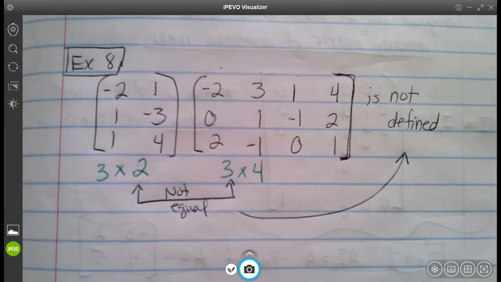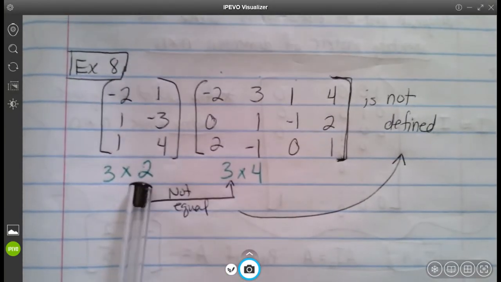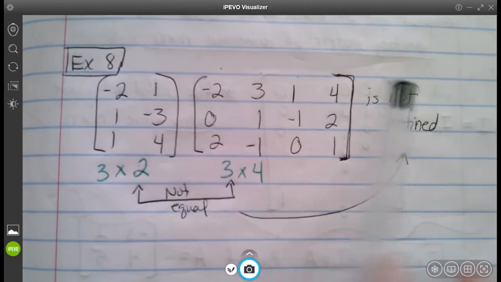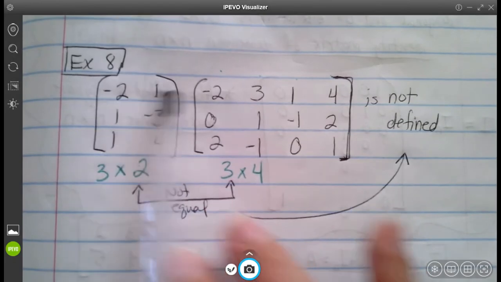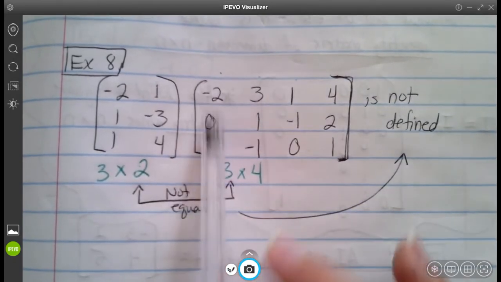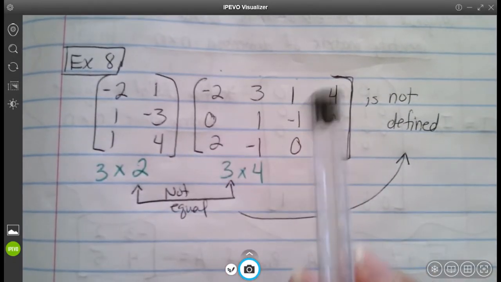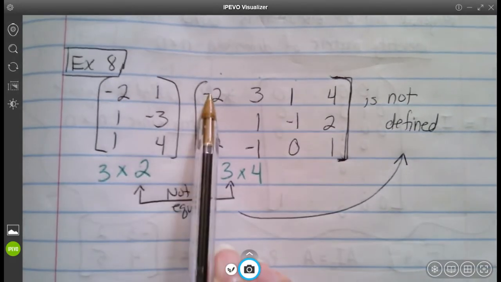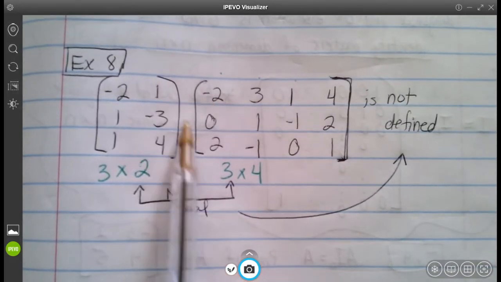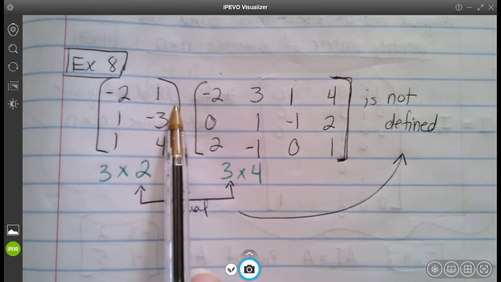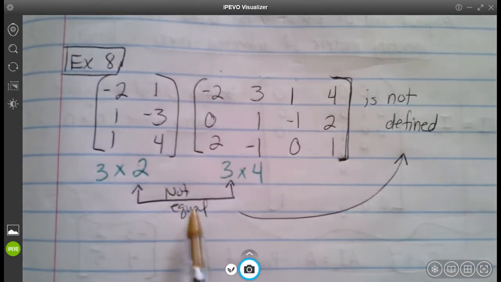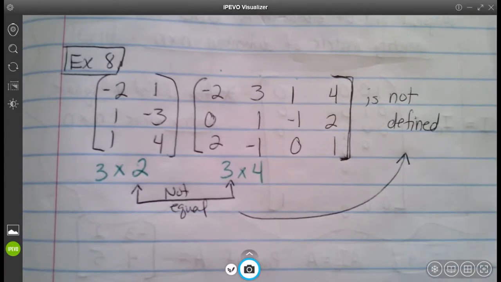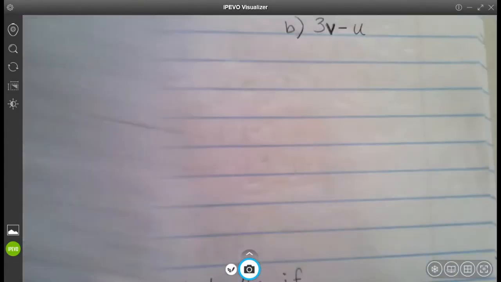And if you think about it, the reason these have to be equal is because this is a row, I'm sorry, this is a column and this is a row. When we multiply, we do row by column. So if we don't have the same number of elements in the row as the column on the other side, it's just not going to work out. Think of it. -2 times -2 plus 1 times 0 plus, oh, missing a term. So this 2 has nobody to pair up with. Okay, so that's why this is not going to work. So that's it for that one. Nice and easy.